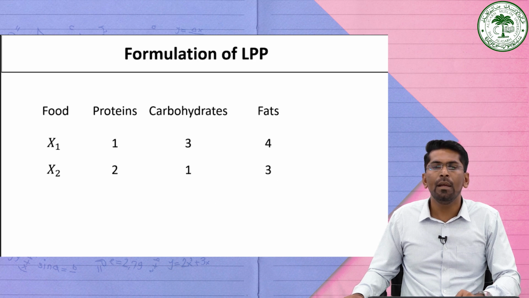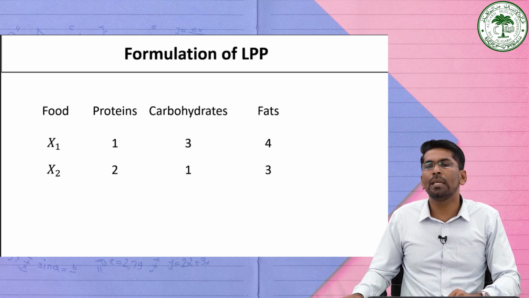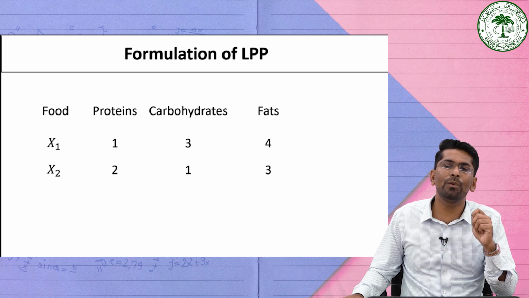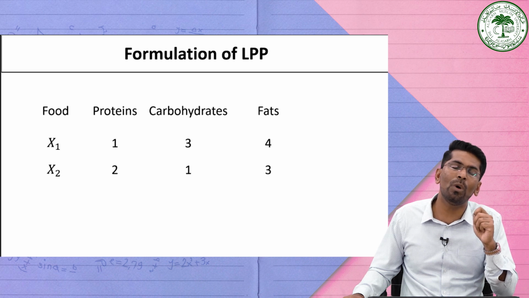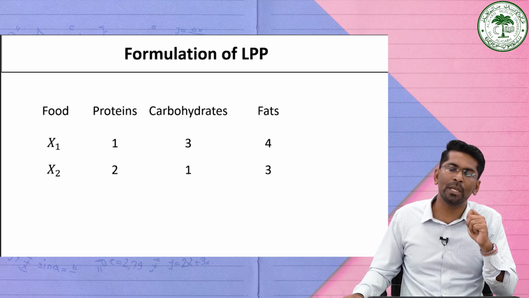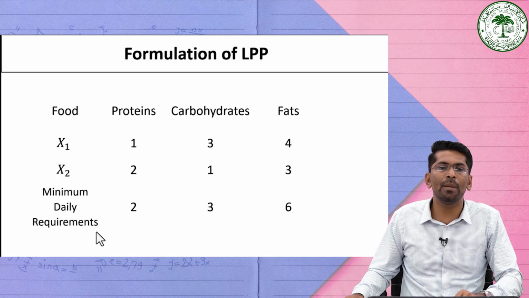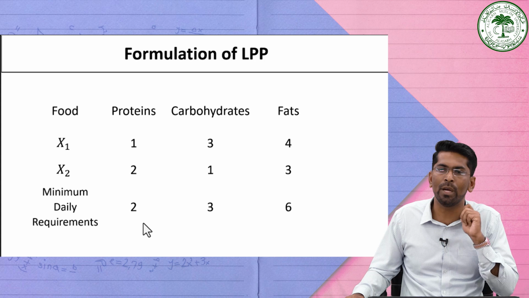Now there is some other information given: 2, 3, 6 units of protein, carbohydrate and fat, which are the minimum daily requirements for the poor patient. So this is given in the problem, that for a poor patient the minimum daily requirements are 2 units of protein, 3 units of carbohydrate and 6 units of fat.